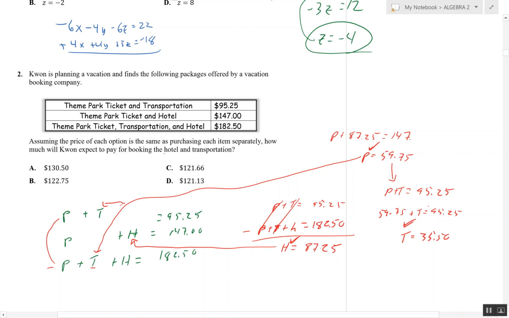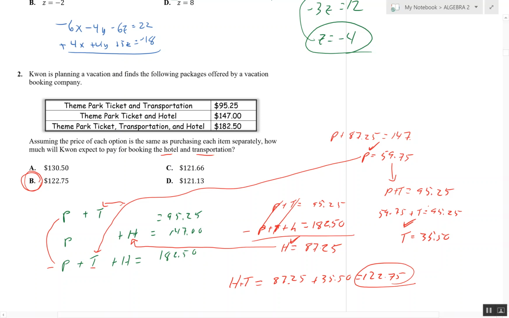So the answer is asking for what is hotel and transportation. So I'm going to have to do H plus T. That works out to be 87.25 added to 35.50, which gives me a grand total of 122.75, which is my answer. Sweet, there we go. That's how we do the first two questions on this one.